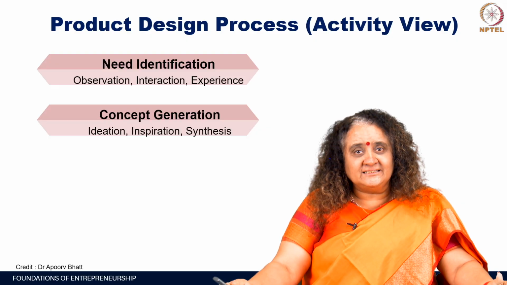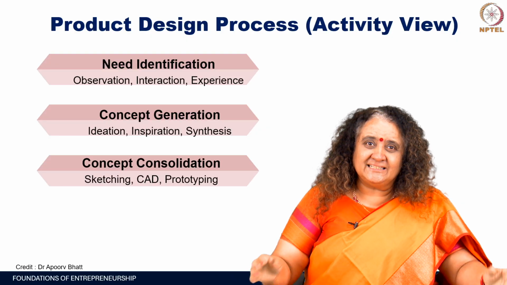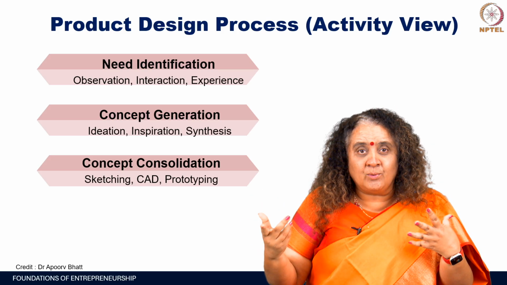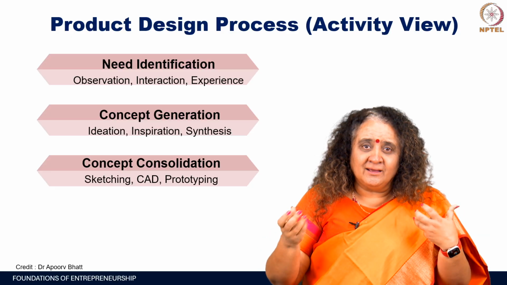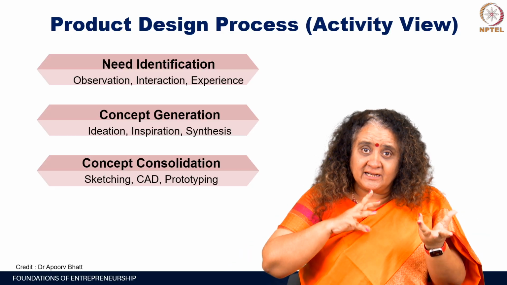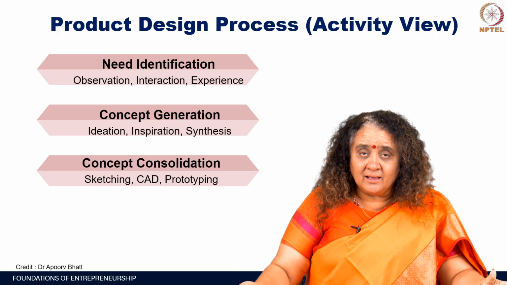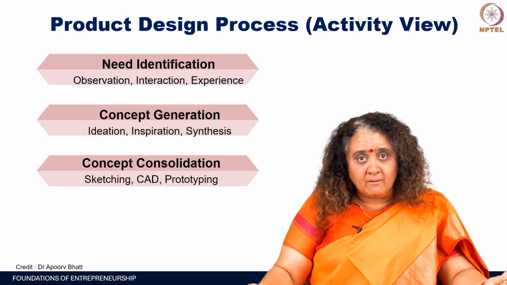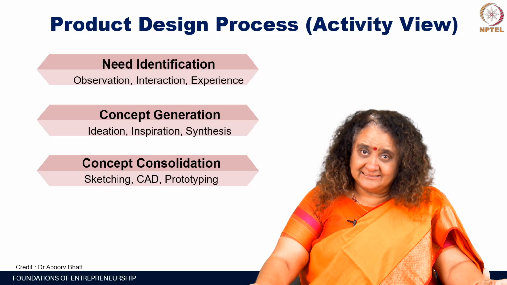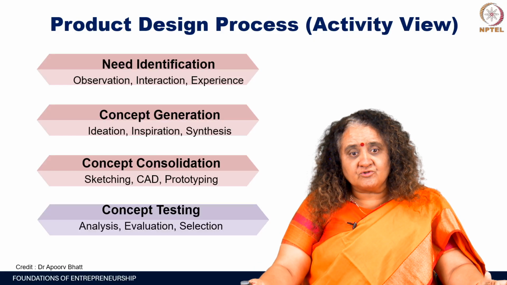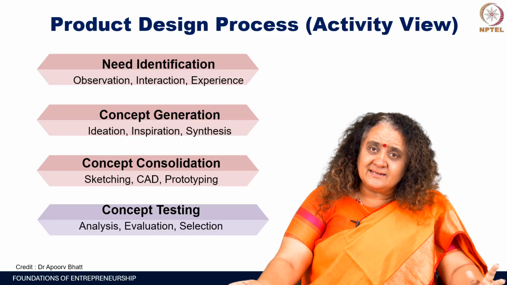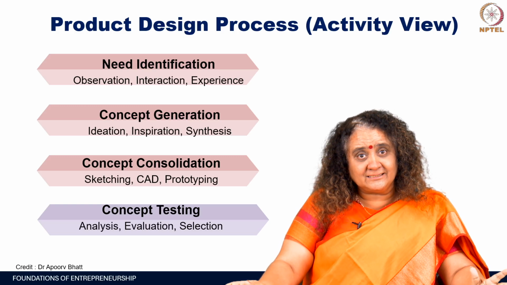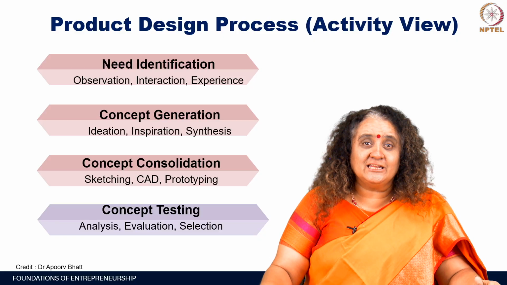In the third stage, which is concept consolidation, these ideas actually get drawn, and drawn is a very basic word. By draw, it is sketched, it is made into a CAD design which gives a 3D feel to a drawing. There is both form, which is how it will look, and functionality, how will it perform, built into a prototype or a CAD design at this stage. And the last stage, which is about testing, there is again interaction with users, there is analysis based on what users tell the product designers, there is some evaluation, and finally a selection.